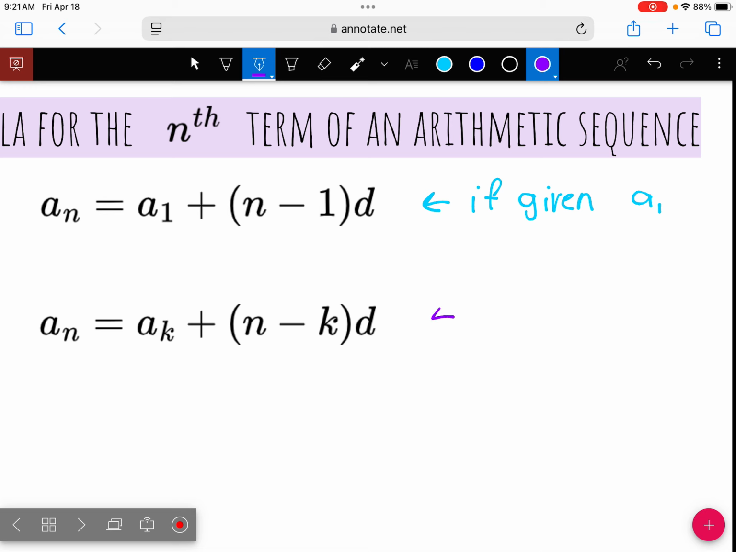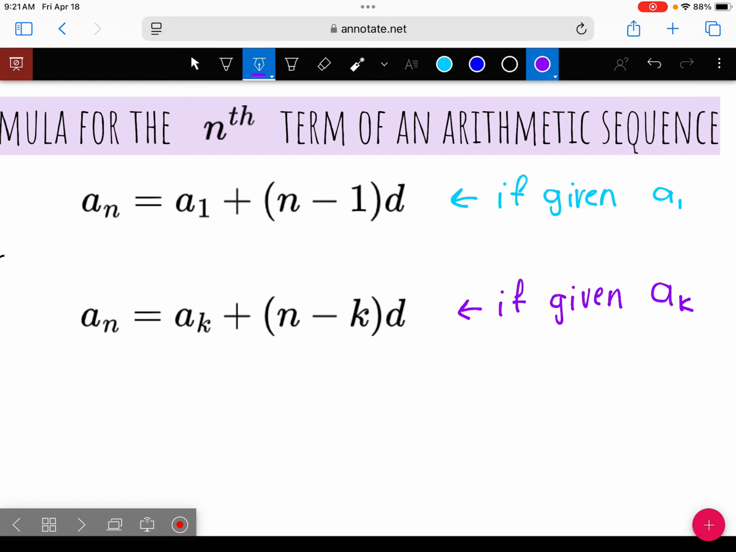So if we're given anything other than a sub 1, we just call that a sub k. And all that is, we can use that piece. It's just instead of having n minus 1, we'll have n minus k. It's the same common difference. So this works no matter which one we're given because it's the same thing here. But sometimes we're a little bit more comfortable with not having too many letters in there.